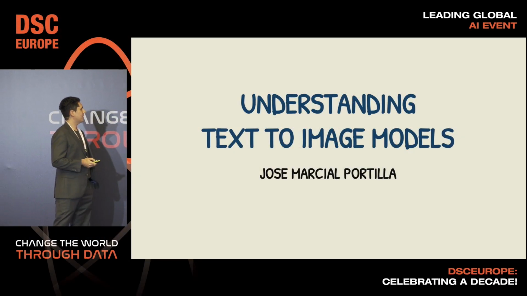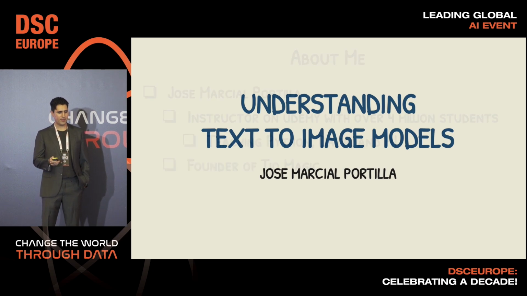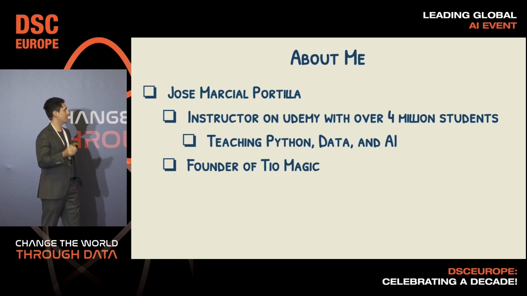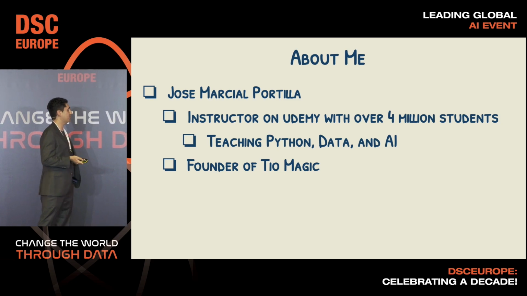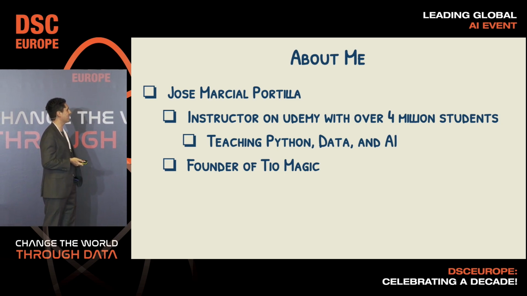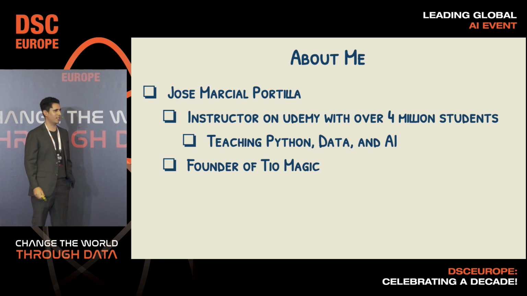So this talk's on understanding text-to-image models. And a little bit about me. I'm Jose Portilla. I'm an instructor on Udemy with somehow 4 million students. I don't know how that happened. I teach Python, data science, and machine learning. I'm also the founder of another company called TO Magic, but we'll talk about that at the end.